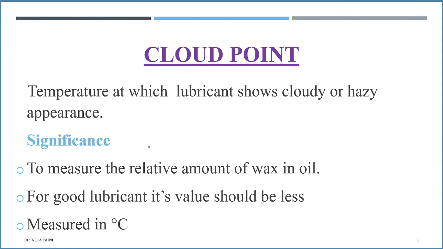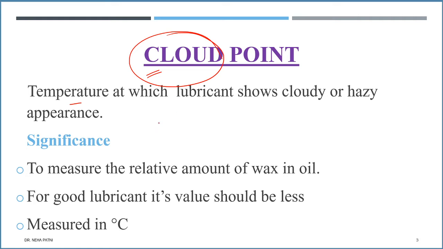So, cloud point and pour point. Cloud point, as the name suggests, is where you see a cloud. What? A temperature. The first temperature at which the lubricant shows cloudiness, shows haziness, that temperature would be the cloud point.